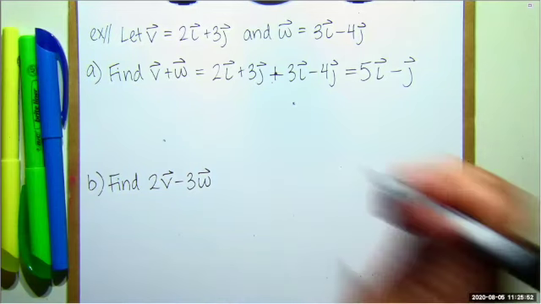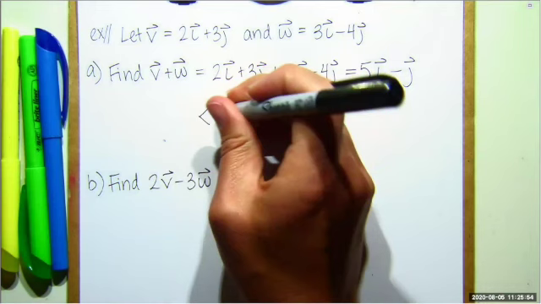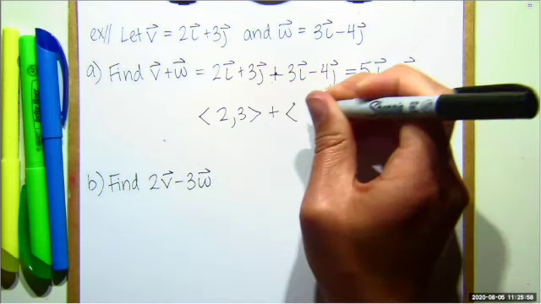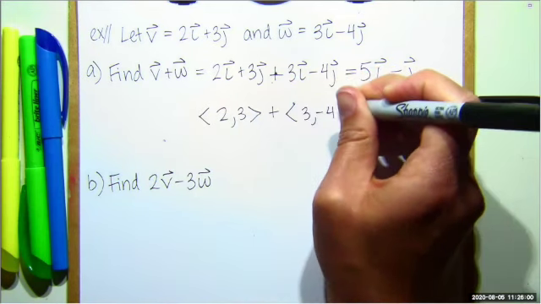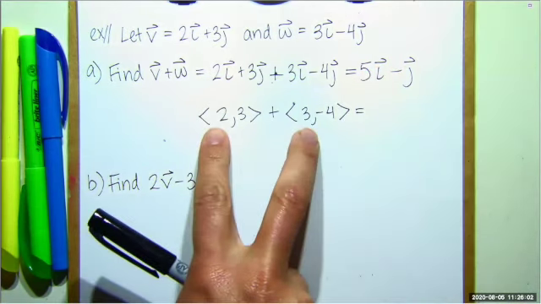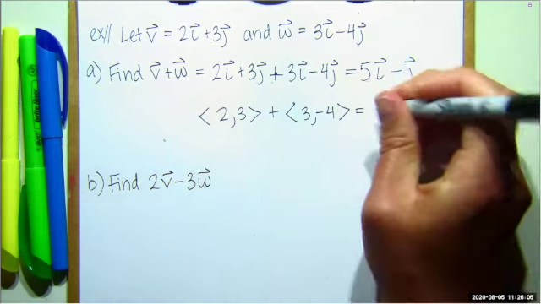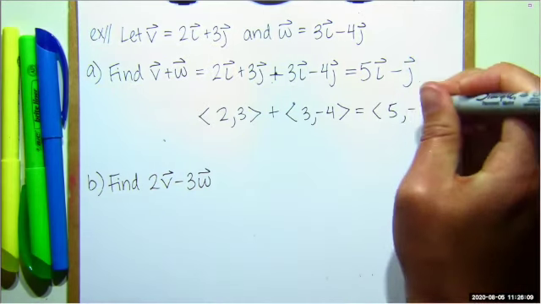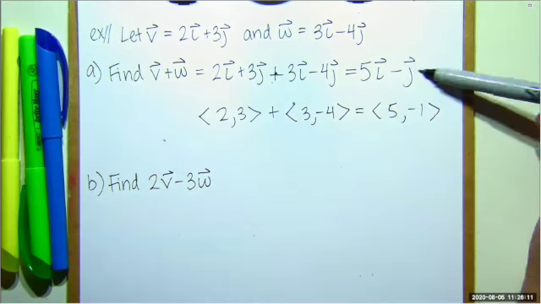If we wanted to do this in our other notation, V would be 2, 3. And we're adding it to W, which is 3, negative 4. In the same manner, all we have to do is add up the horizontal components and add up the vertical components. And you'll notice these two are the same.